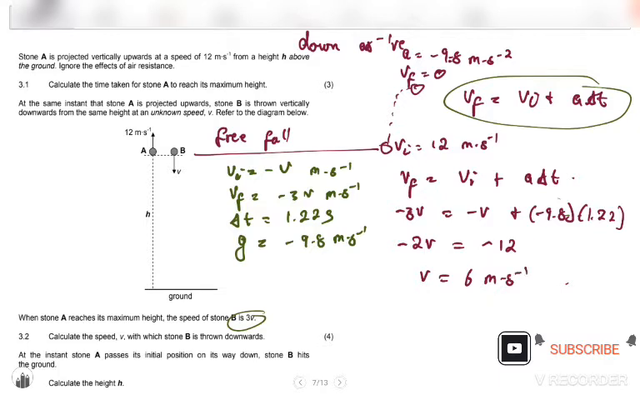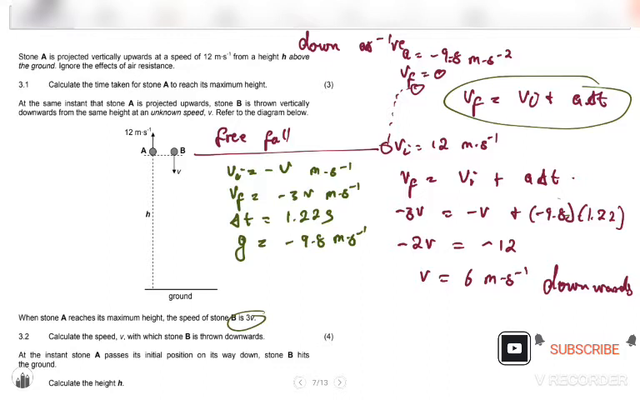This was the initial velocity that was projected. So where is it going? Upwards or downwards? Decide, where is it going? Or if you are using this one here, this is going to give you v of approximately 5.98, but it's the same thing. So this is going to go down. It's going downwards.